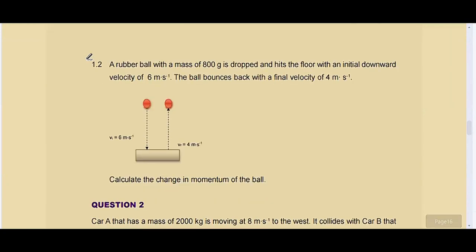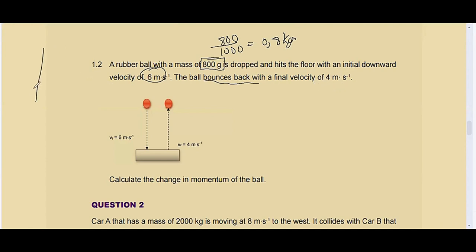Okay, so we have 1.2. It says a rubber ball with a mass of 800 grams, which already at this point we can see is not in the desired SI unit. What we need to do if something is given in grams is take that value divided by 1,000 and then have our mass in kilograms, right? Then they say it's dropped and hits the floor with an initial downward velocity of 6 meters per second. The ball bounces back with a final velocity of 4 meters per second.